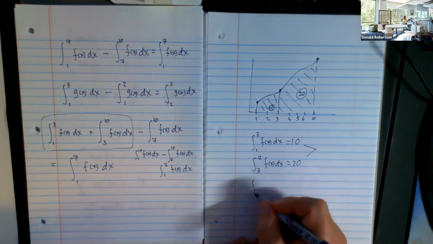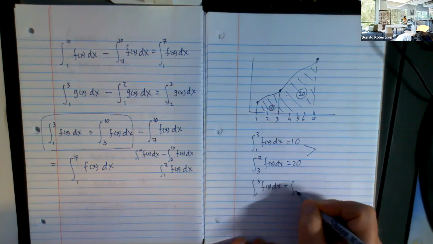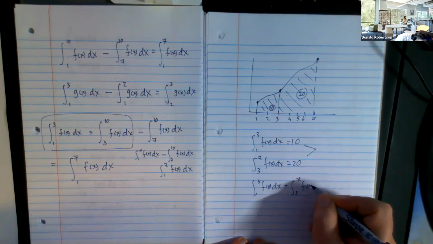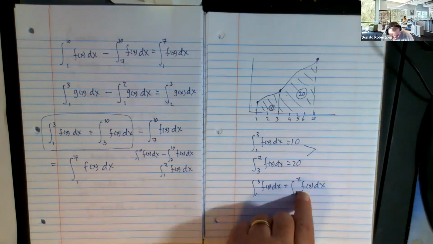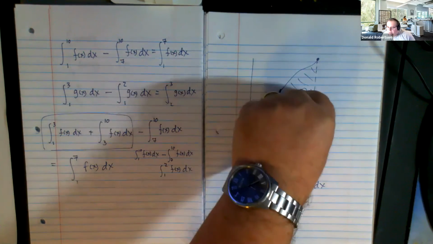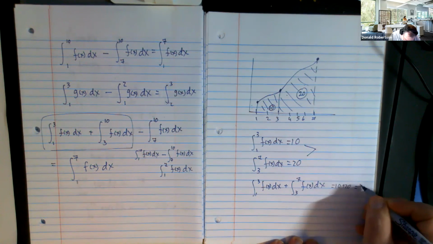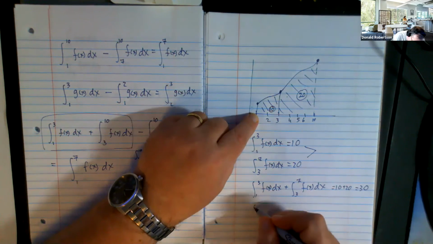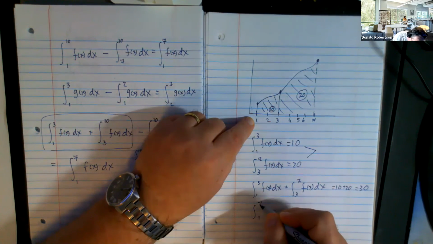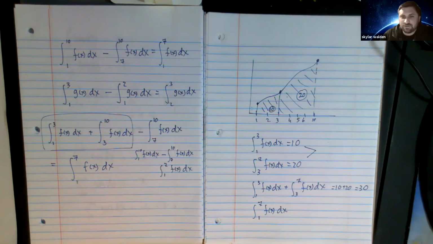What would happen if you added these together? Well, if you added these together, wouldn't you get 10 and 20 added together, which is 30? But isn't 30 also the integral from 1 to 7? Okay. Right? Yes.